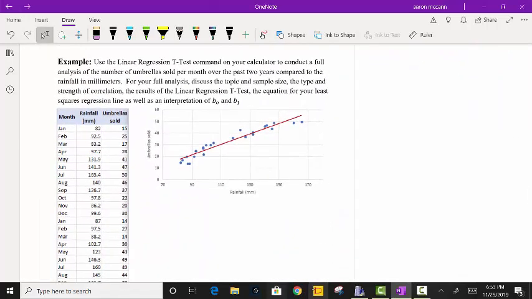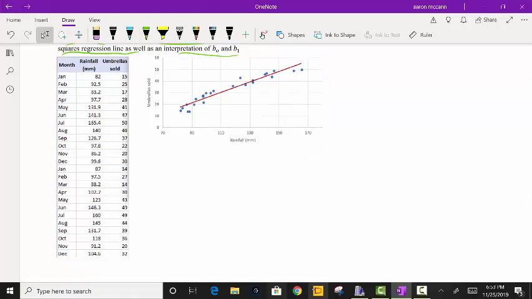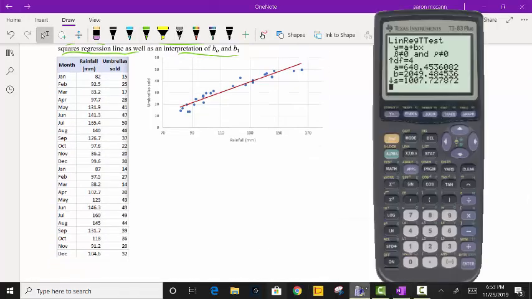Alright, and then I have another one here that says use the linear regression t-test command on your calculator to conduct a full analysis of the number of umbrellas sold per month over the past 2 years compared to the rainfall in millimeters that month. For your full analysis, discuss the topic, the sample size, the type and strength of correlation, the result of the linear regression t-test, the equation of your least squares regression line, as well as the interpretation of b0 and b1. Alright, so that's all going to be done in the calculator with one command.